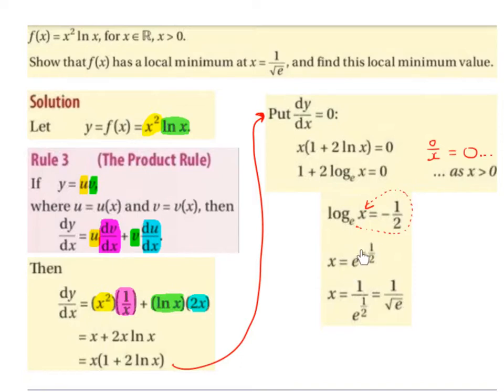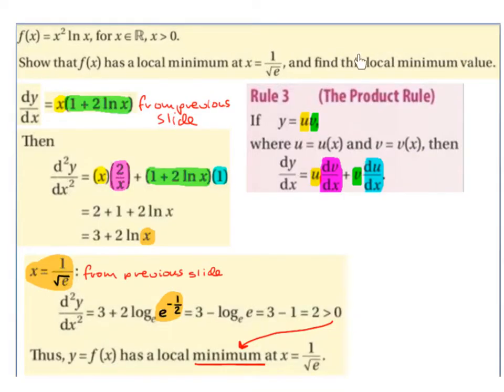The minus gives us the reciprocal. And we have e to the power of positive a half as our denominator. And e to the power of a half is root e. So x is equal to 1 over root e, which is what we were asked to show.